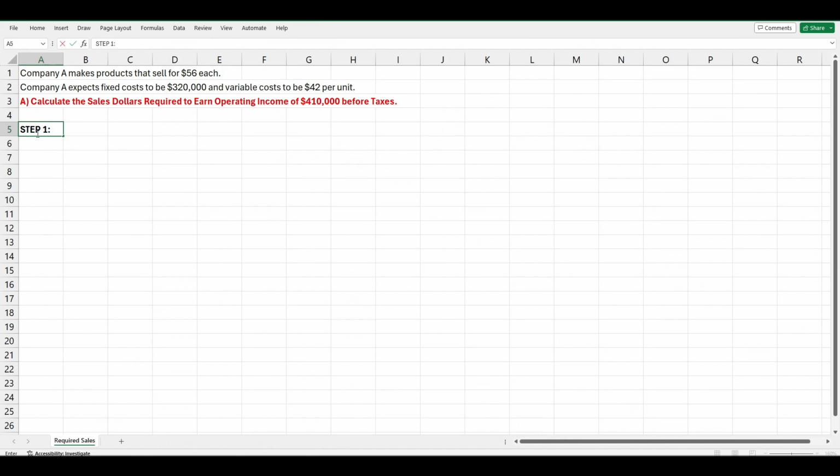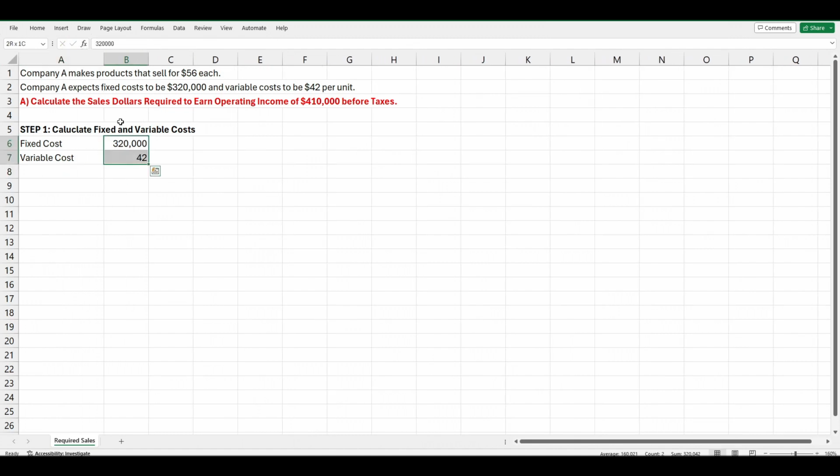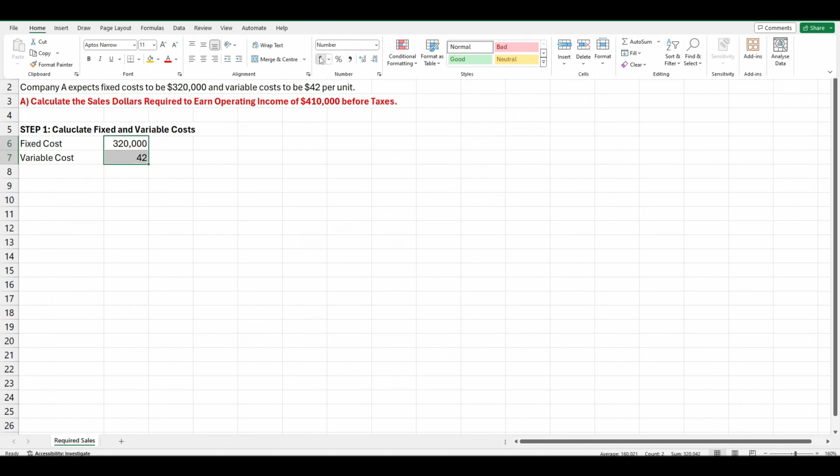So step 1, let's calculate our fixed and variable costs. We have fixed cost, this is given to us, which is 320,000. And we have our variable cost, this is $42. I'll put this in dollars.